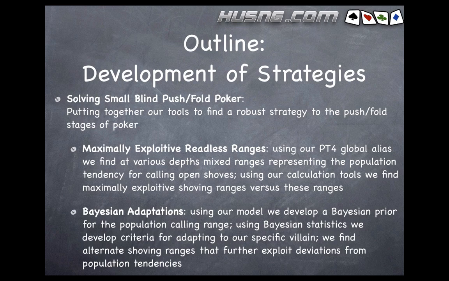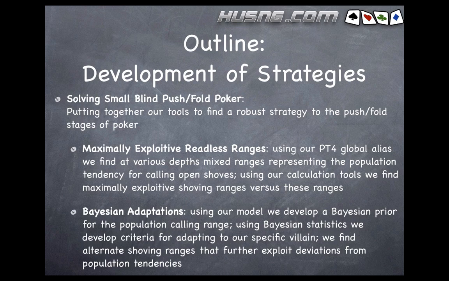The first video is going to be about maximally exploitive readless ranges. We're going to use our PT4 global alias to find, at various depths, this big mixed range that represents the population tendency for calling open shoves. Then we're going to use our calculation tools, some of the tools developed in those calculation videos, to find maximally exploitive shoving ranges versus that giant mixed range. We're going to do it at a few different depths and look at how those ranges compare to Nash.